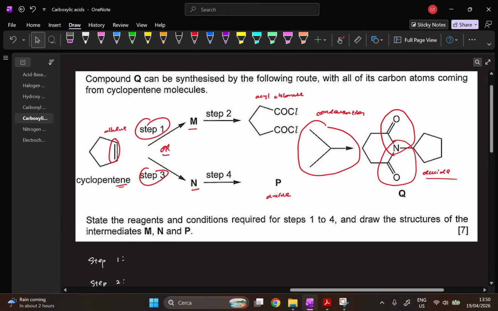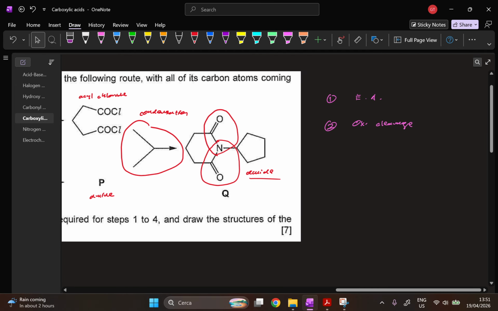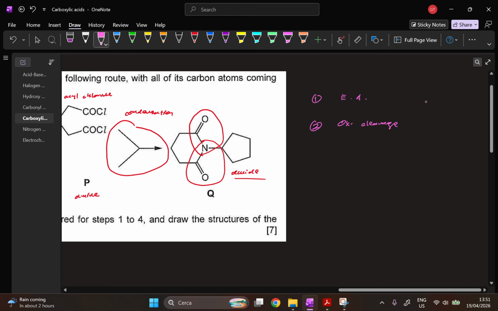We've already said just now, right? I have an acyl chloride here. What can I use to prepare an acyl chloride? Maybe this is a carboxylic acid. Now let's think, alkene to carboxylic acid. Can I use one of these two reactions to convert alkene to carboxylic acid? Obviously can, right? Oxidative cleavage of an alkene gives you a carboxylic acid. So maybe this is step 1.